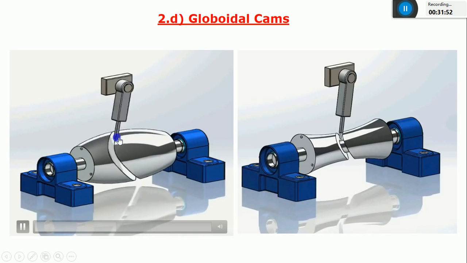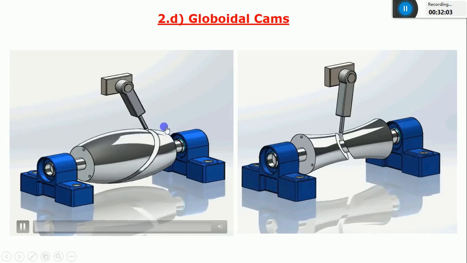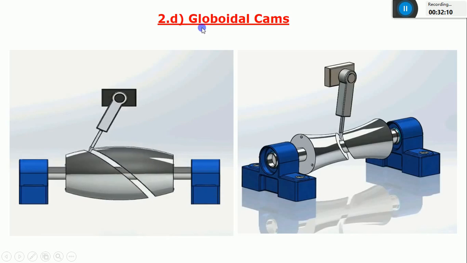We are giving the input motion as a rotary type and the output motion is oscillating. I'm not worrying about the type of follower motion, I'm only going to consider the shape of this cam. Since it is in the form of a convex shape, it comes under globoidal cam.